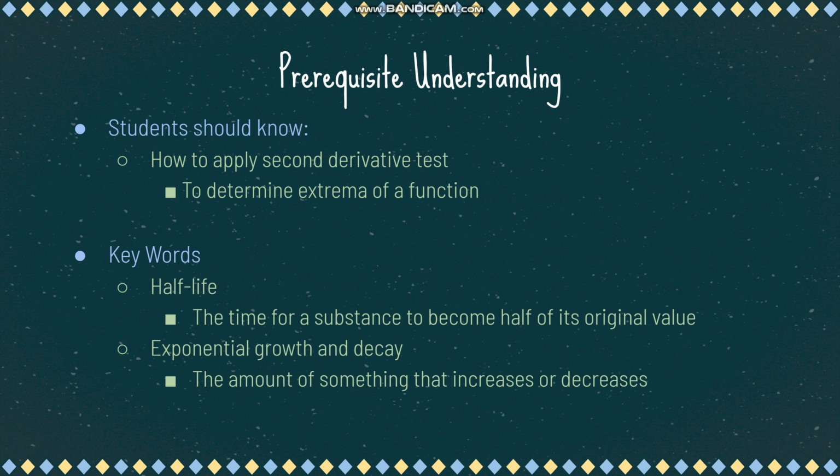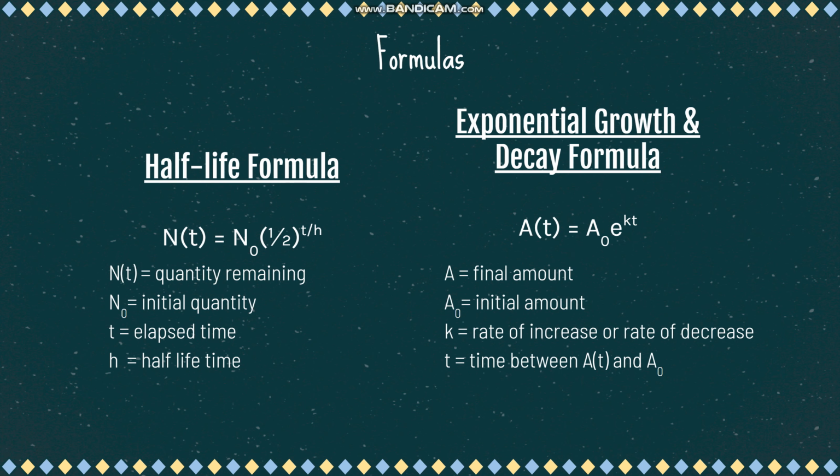Keywords: half-life is the time for a substance to become half of what it originally was. Exponential growth and decay: the amount of something that increases or decreases. So here are the important formulas. Feel free to write them down as we will need them throughout the lesson. Half-life formula: quantity remaining equals initial quantity times 1 divided by 2 to the power of elapsed time divided by half-life time. So 1 divided by 2 is a splitting factor.